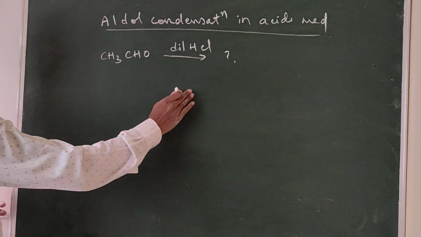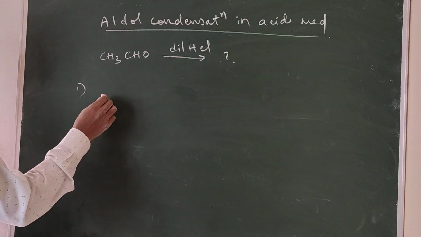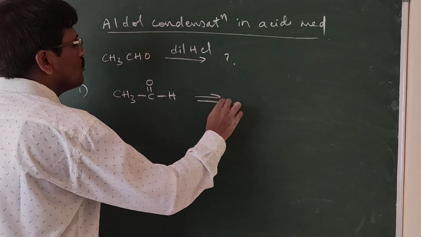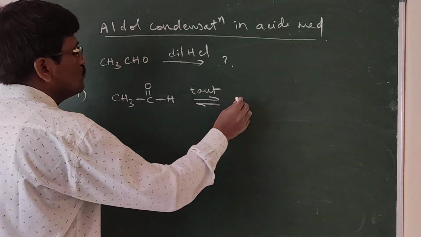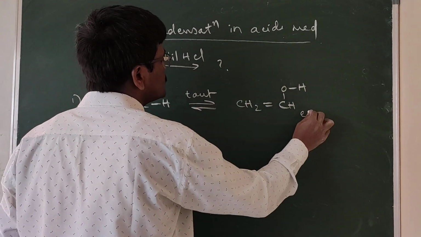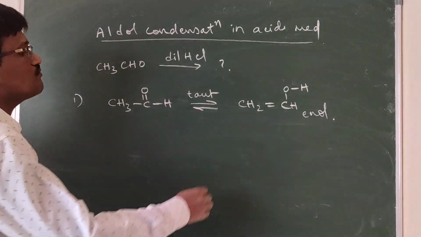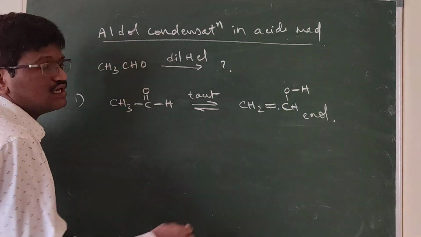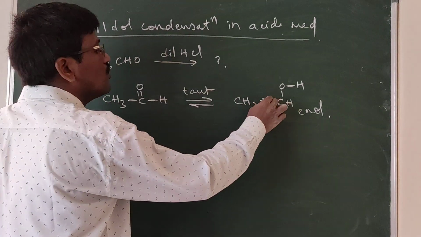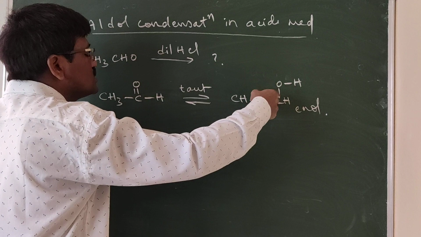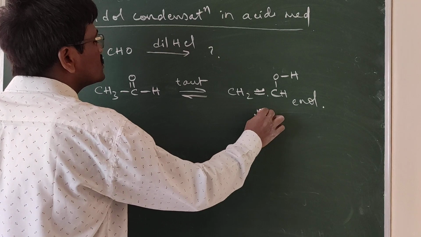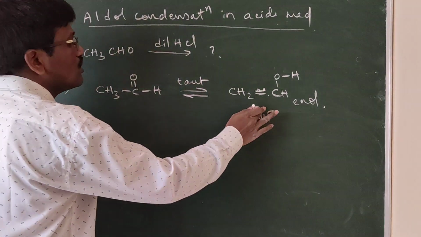Here in acid medium also, aldol condensation takes place. In the first step, generally this is the keto form. This keto form undergoes tautomerization to give the enol form. In this enol form there are loosely bonded pi electrons, which possess more electron density. So because of more electron density, this enol acts as a nucleophile.